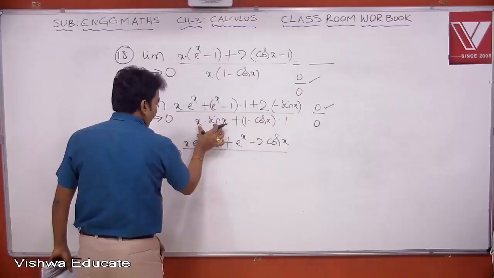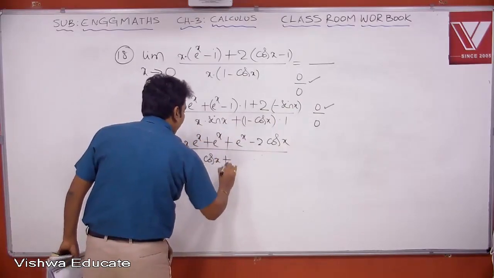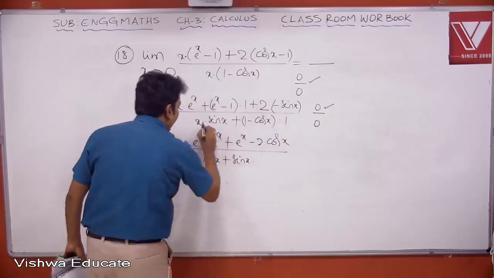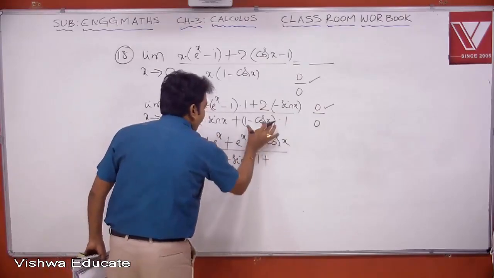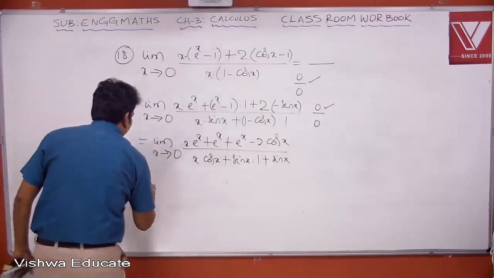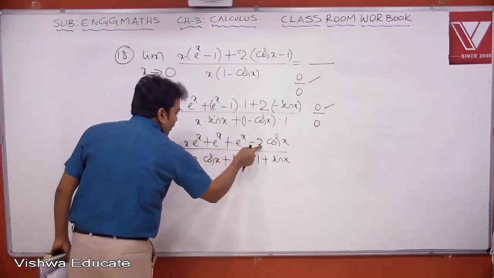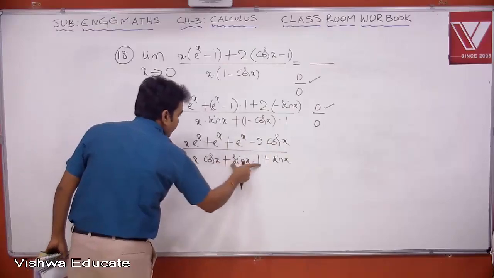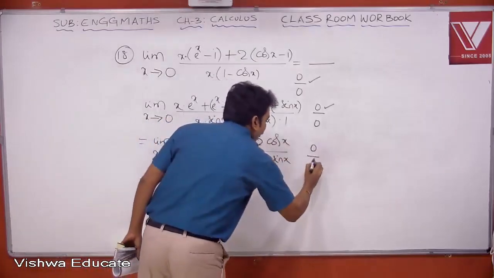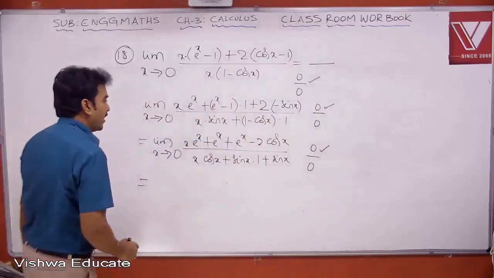here apply product rule once again. So x into derivative of sin x which is cos x, plus sin x into derivative of x which is 1, plus 1 minus cos x into derivative sin x. Now replace x by 0. This is 0. This is 2. 2 minus 2 is 0. This is 0. This is 0. Again we are getting 0 by 0 form. So let us apply L'Hospital rule a third time.